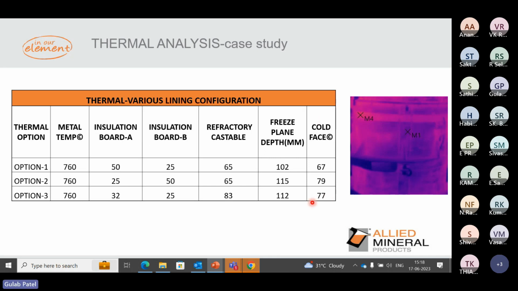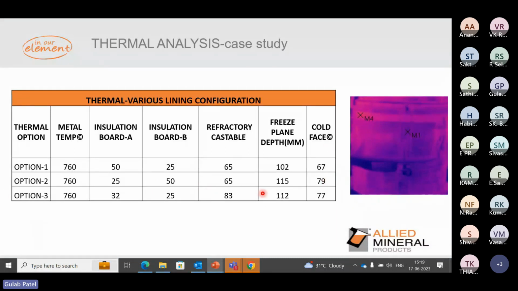So how is this cold phase affected? We just changed the A insulation board to a 50 mm D board, keeping the same lining thickness, but you can see the steel shell temperature has gone from 67 to 79 degrees C. It is only the change of thickness and a different type of board. A board reduced to 25 and B board increased to 50, and the shell temperature increased. The whole lining thickness is the same, even the refractory castable is the same. Only the insulation backup changed, and that increased the shell temperature.